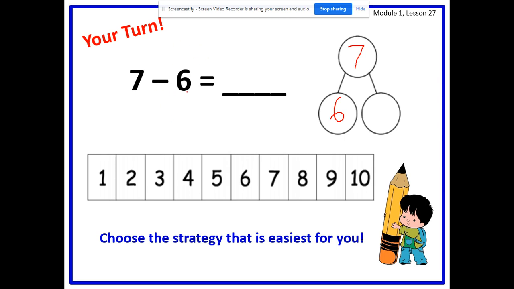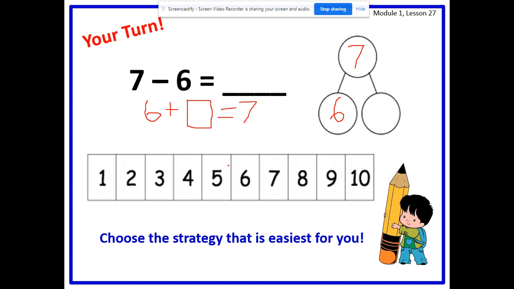How can we write this using an addition sentence? Remember, when we write an addition sentence, we start with our part. Look at your number bond. What is our part? Get ready. 6. So I write, you write. Let's write 6 plus blank equals, what is our total? Get ready. 7.